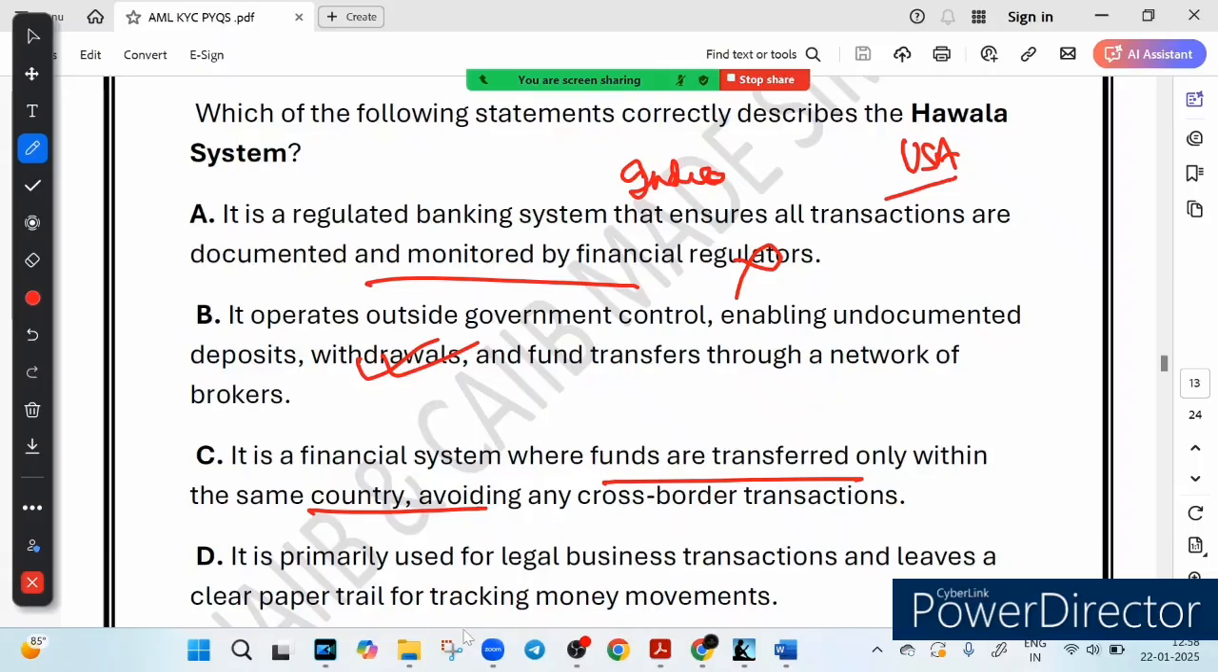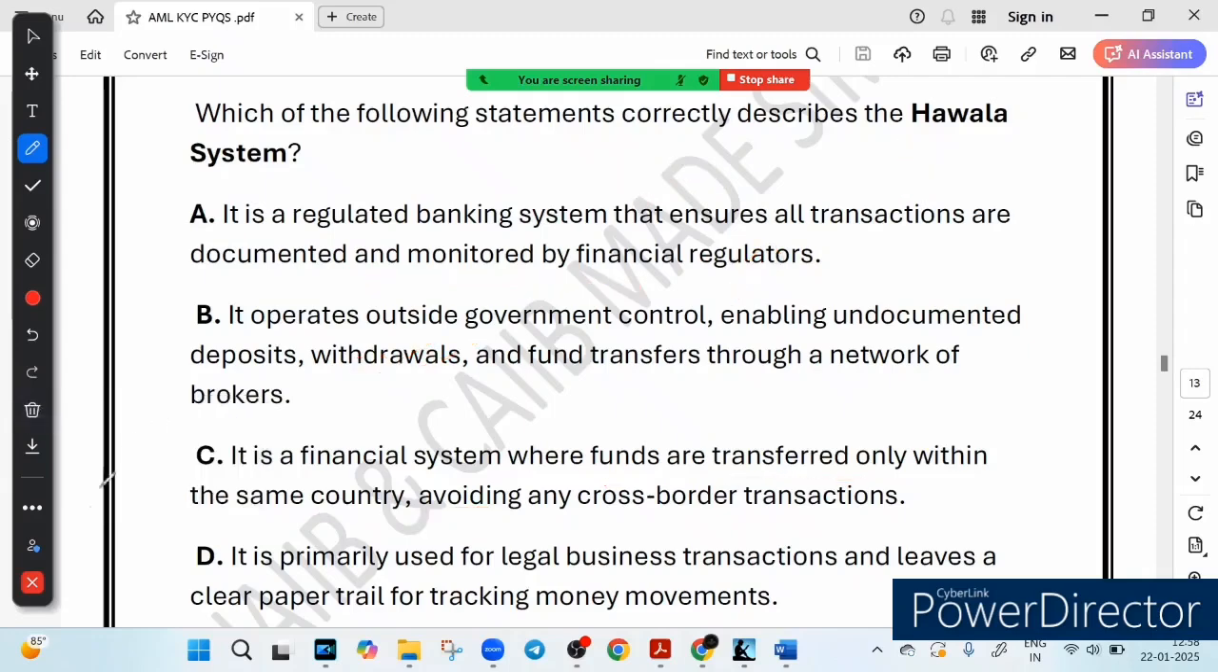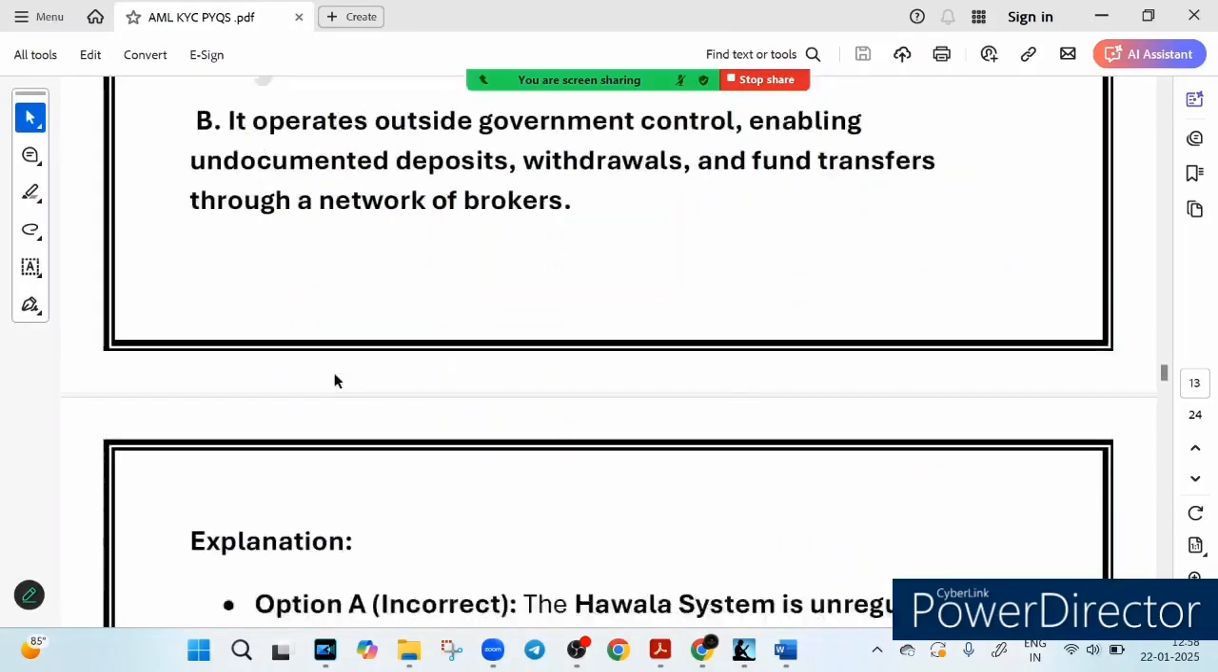So what we learned today is that the Havala system is an informal way of transferring money without any government oversight or formal documentation. It operates through a broker who transfers funds across borders, with no paperwork or official record, making it nearly impossible to track. While it can be used for legal purposes, it is often associated with illegal activities like money laundering. I hope this explanation helped you understand the basic concept of the Havala system. Now let's move over to the next question.